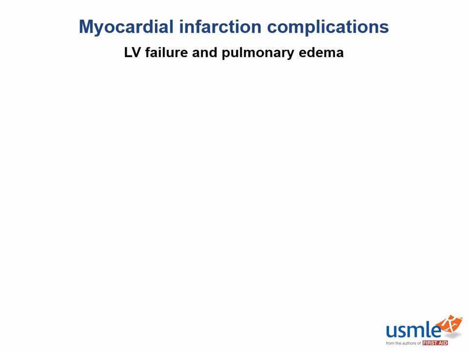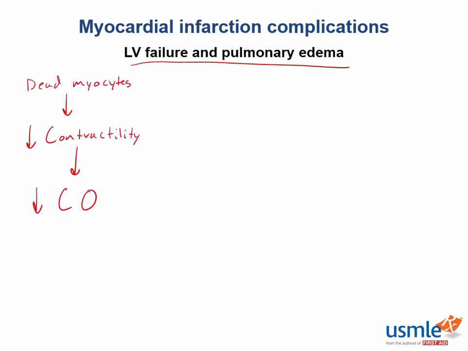Now our last complication here is left ventricular failure as well as pulmonary edema. Anytime you lose cardiac myocytes after a left ventricular infarction, you're losing cells that are going to help push blood out of the left ventricle. Since these cells have been lost, you're going to get decreased contractility, which will result in a decreased cardiac output, which will then lead to blood backing up from the left ventricle into the left atrium and then into the lungs, resulting in pulmonary edema.